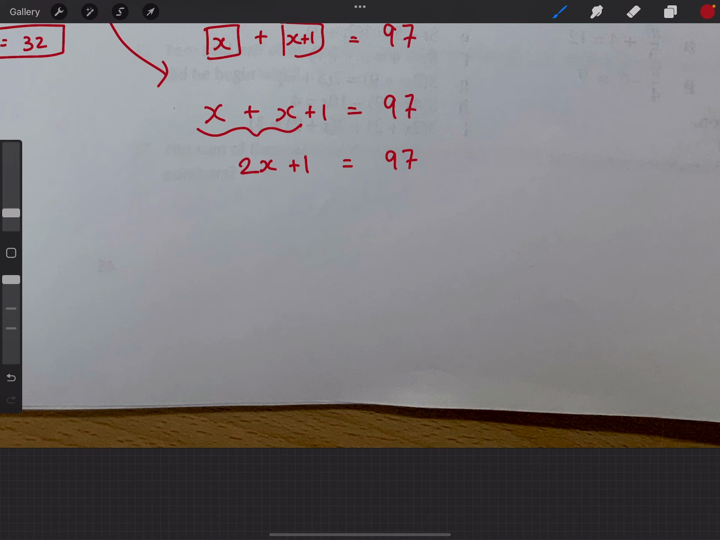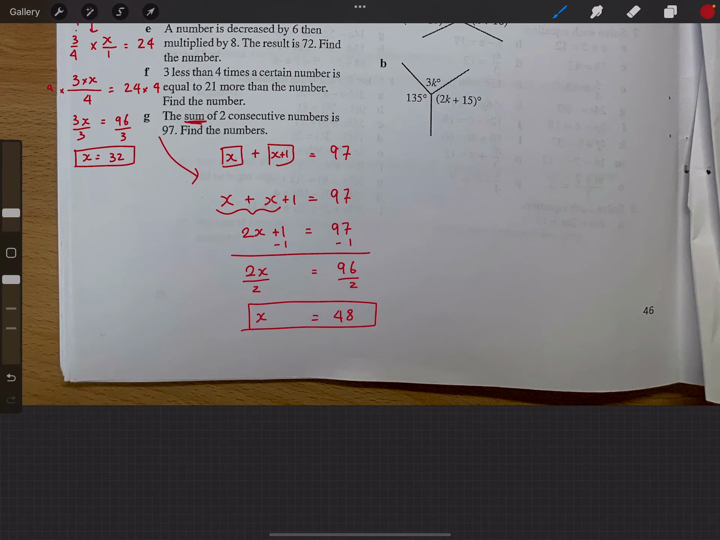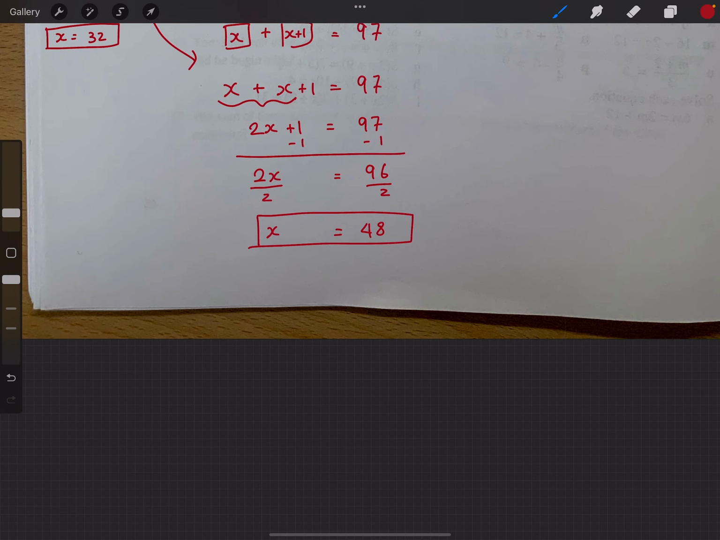So now we just do the inverse operation. We work backwards. So we have to minus 1 from both sides. So that will leave me with 2x is equal to 96. Now I just have to divide both sides by 2. And I'll get x is equal to 48. And that's my answer there. That means that my first number is 48. It says find the numbers, okay, plural. So the first one is 48. The next number must be 49. There's my 2 numbers. That's the answer there.